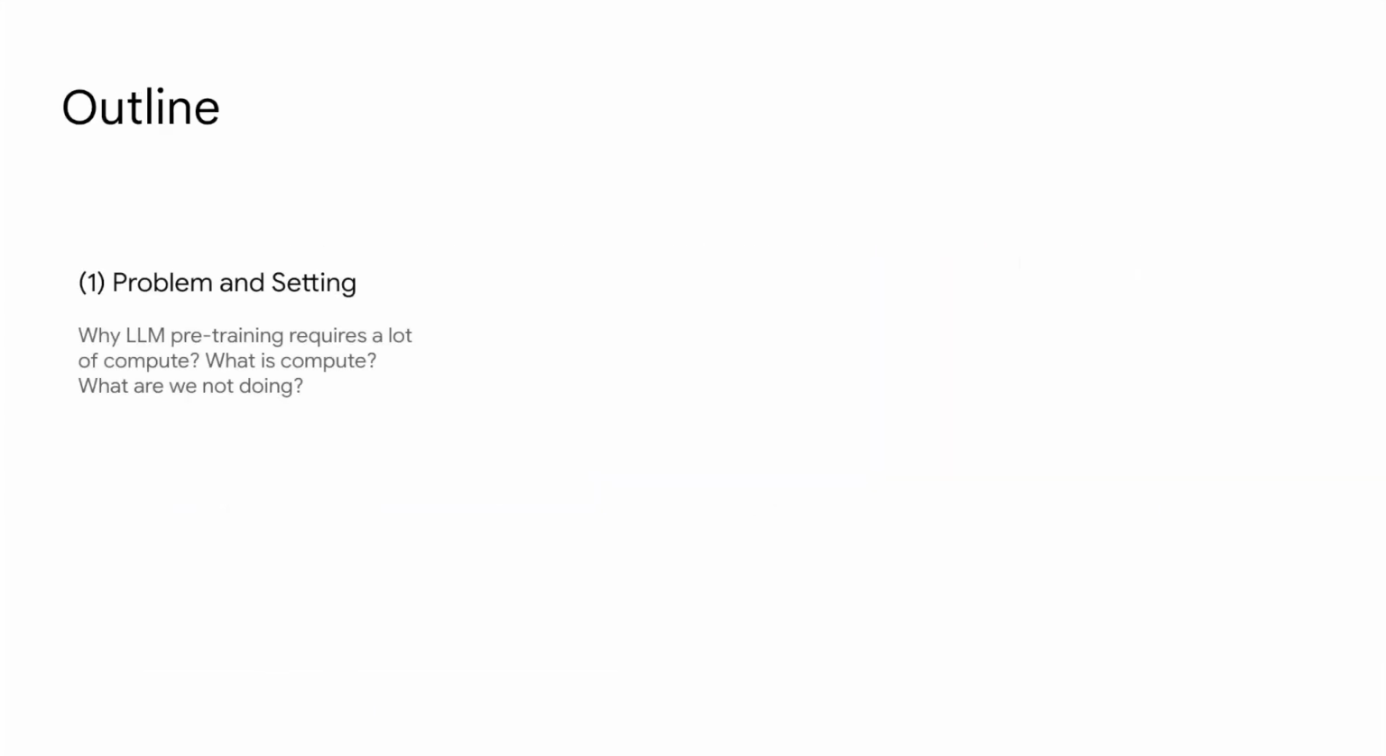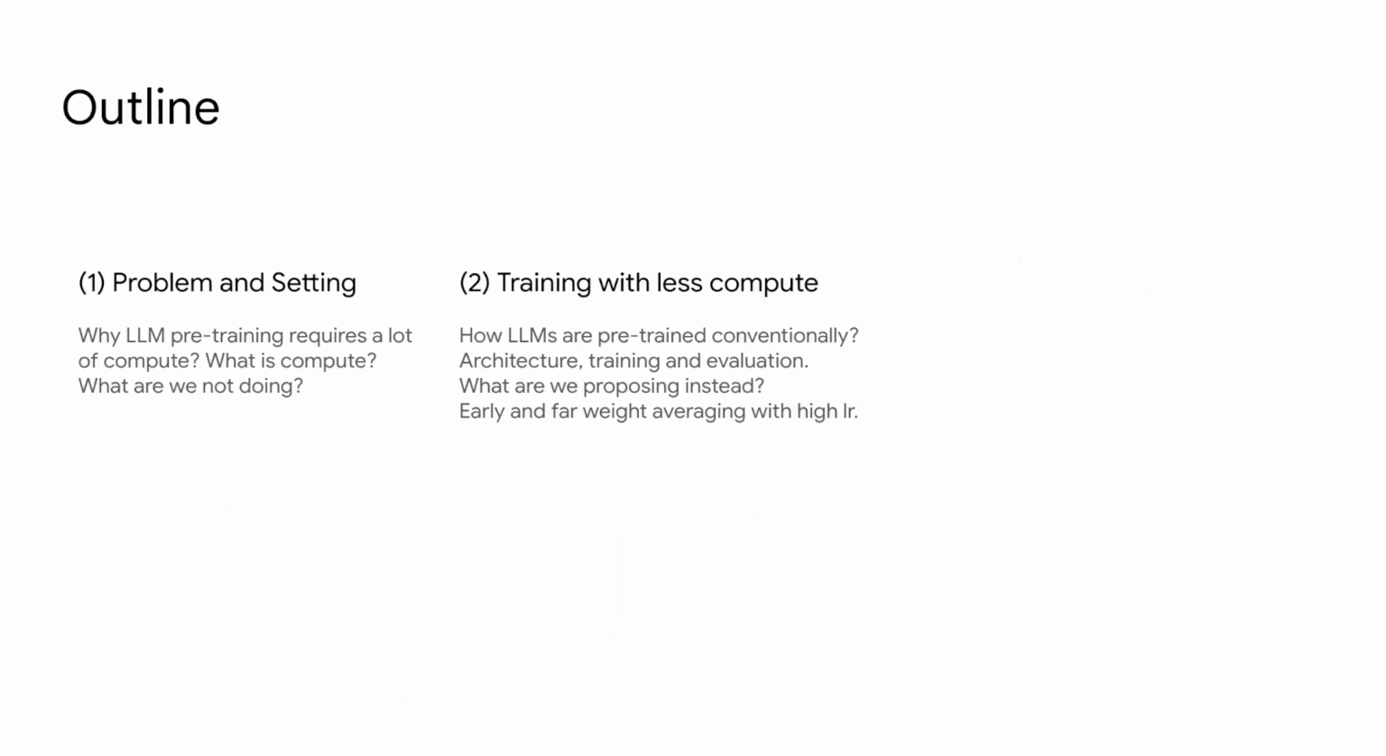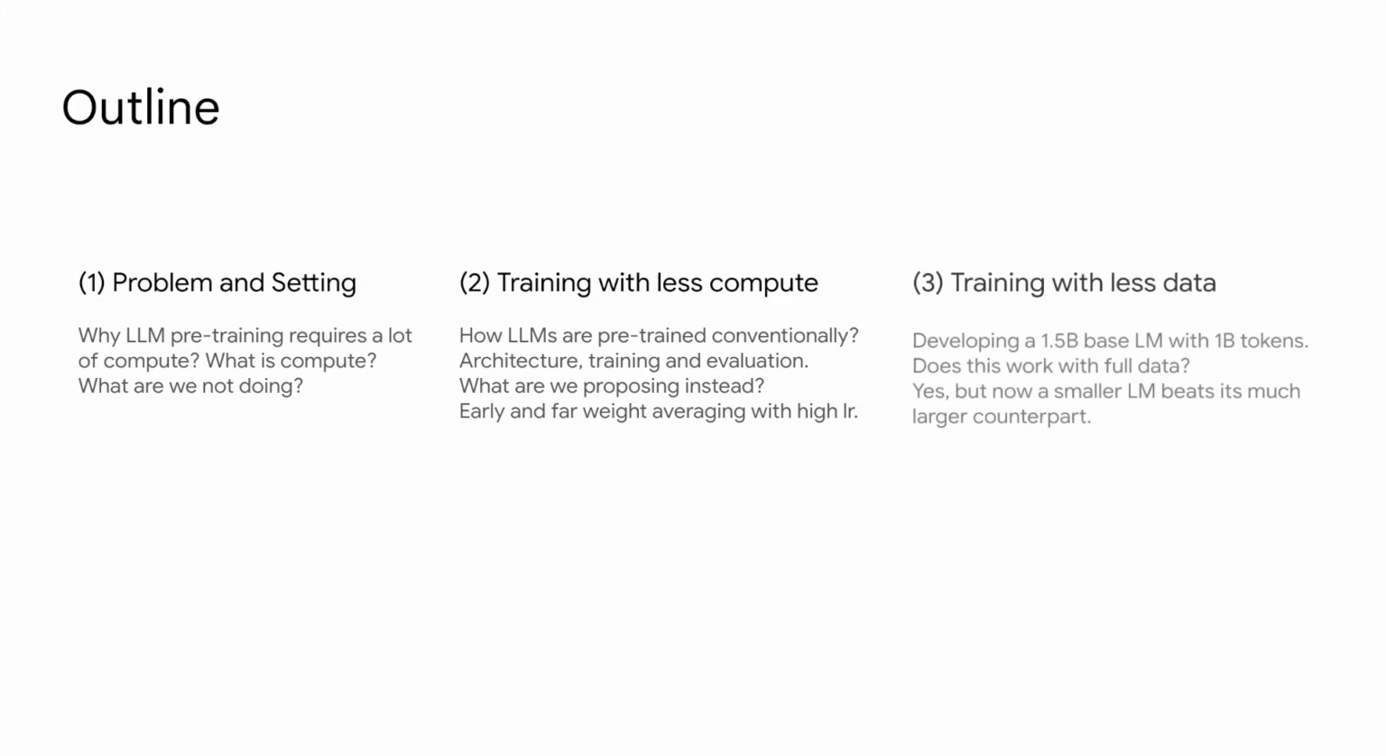Okay, so here is the outline of the talk. I'm going to talk about the problem first, and then the setting. Then I'm going to move to how we can train these language models with a little less compute. Then the final part of the talk is how to pre-train these language models with a little less data. So let's begin with the first section, which is the problem and the setting.